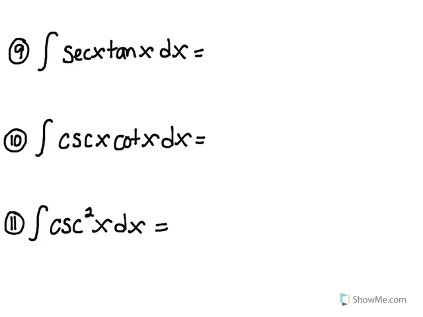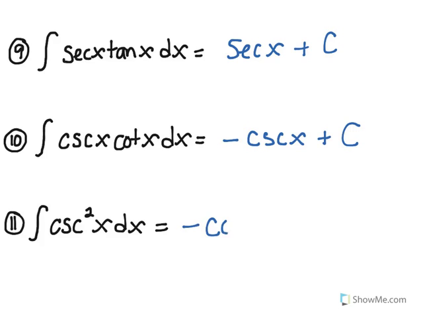Now, the antiderivative of secant x tangent x is secant x plus c. Similarly, the antiderivative of cosecant x cotangent x is going to be negative cosecant x plus c. And the last one, the antiderivative of cosecant squared, that's similar to secant squared, but it'll have a negative, and then it's cotangent x plus c.